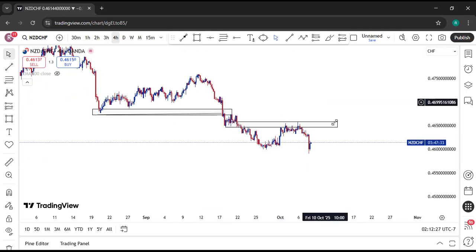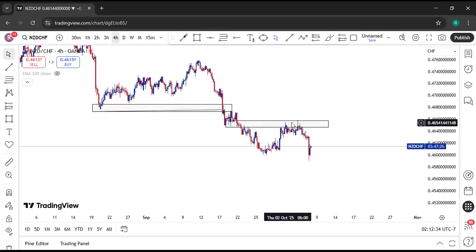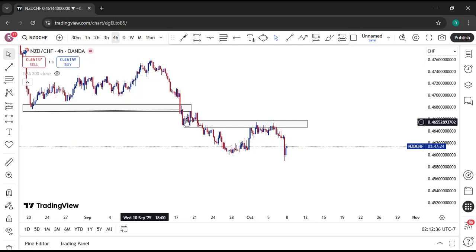Yes, so I placed the horizontal ray around here because I was expecting that price would react from this zone. This is a previous support that made a breakout and then turned to resistance. And if you know the basics of support and resistance, I think I've made a video on it. You can check the previous video on this platform on support and resistance.